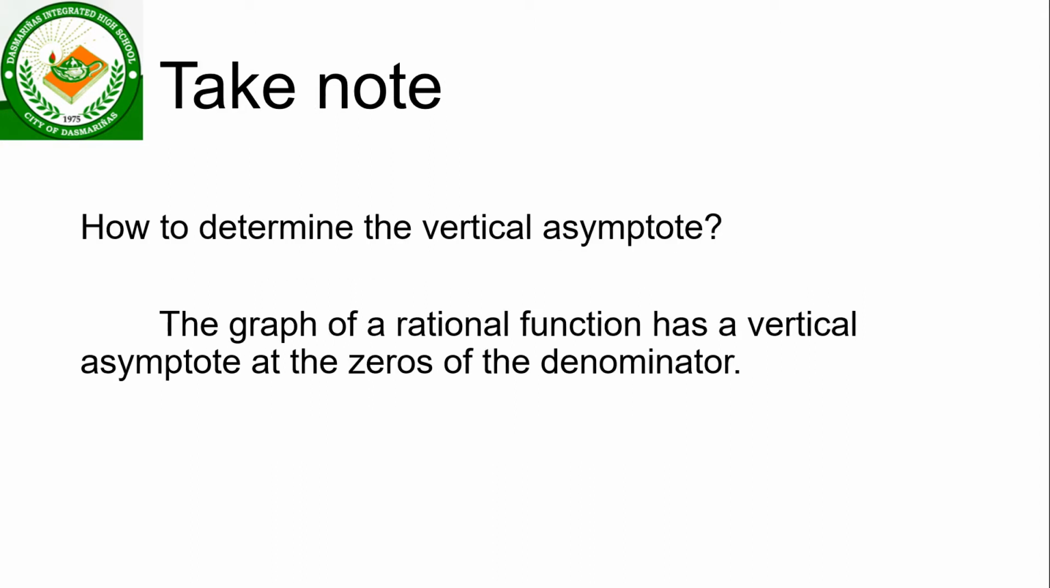Okay, before we proceed to our examples, you must take note that to determine the vertical asymptote, the graph of a rational function has a vertical asymptote at the zeros of the denominator. Meaning to say, we are going to equate the denominator to 0 to determine the vertical asymptote.